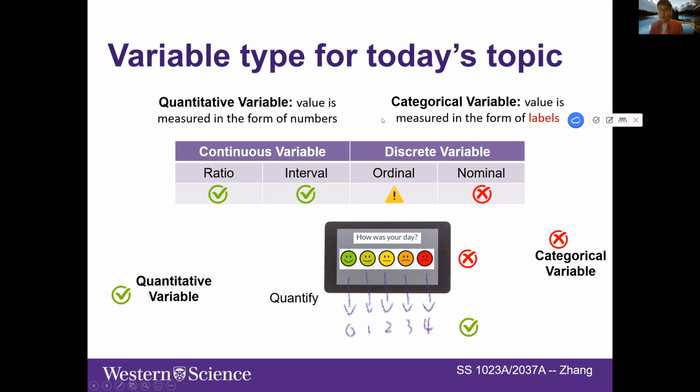So what about categorical variables? Logically, categorical variables are the counterpart of quantitative variables, right? Which means they are variables that are not measured in the form of numbers. So we usually say a categorical variable is defined as a value that is measured in the form of labels, like how much you agree that midterm two is easy, and something like that. It is not presented in the form of numbers. So that's pretty much the variable we are talking about for today.